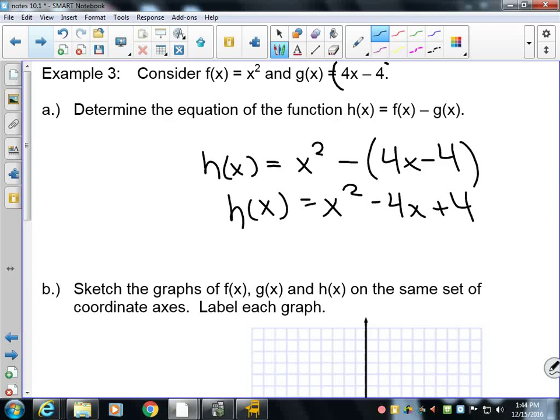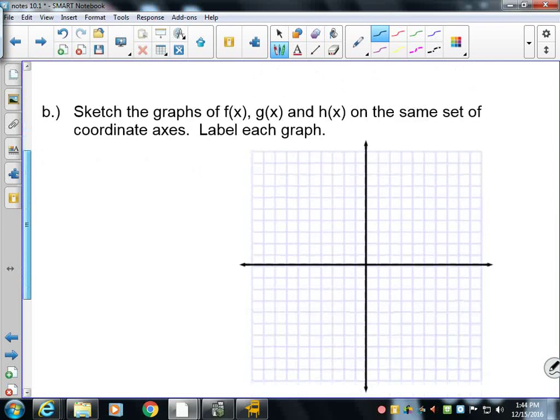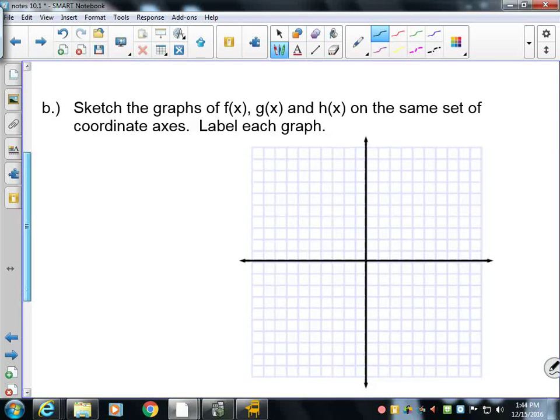Yeah, because I had to put a bracket around the g of x because it was minus g of x, so that negative has to go into both terms. Okay. So when we look at that and we go to graph that, f of x is a little harder to graph. F of x equals x squared.